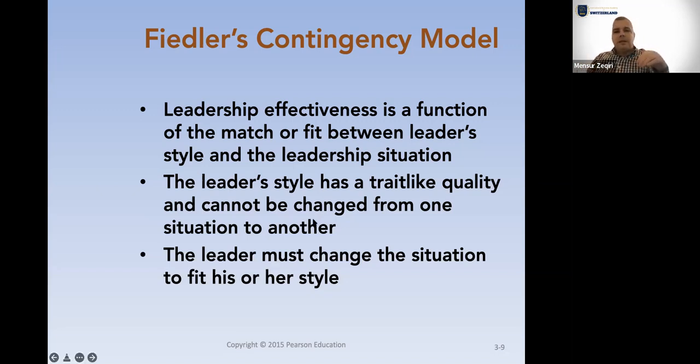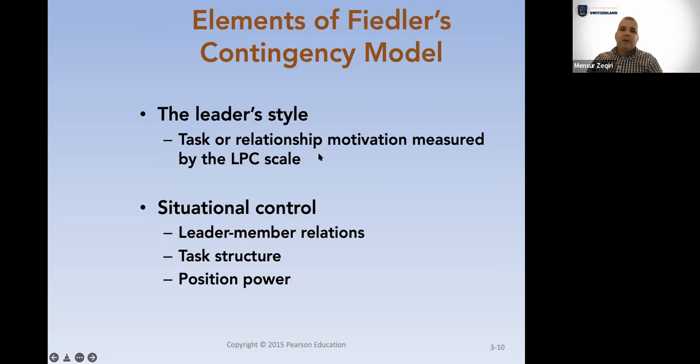As you can see, these leader styles have a trait-like quality, and they cannot be changed from one situation to another. That's why the leader must change the situation to fit his or her style. So these were some of the main assumptions of Fiedler's contingency model. And one of the main elements is the leader's style.